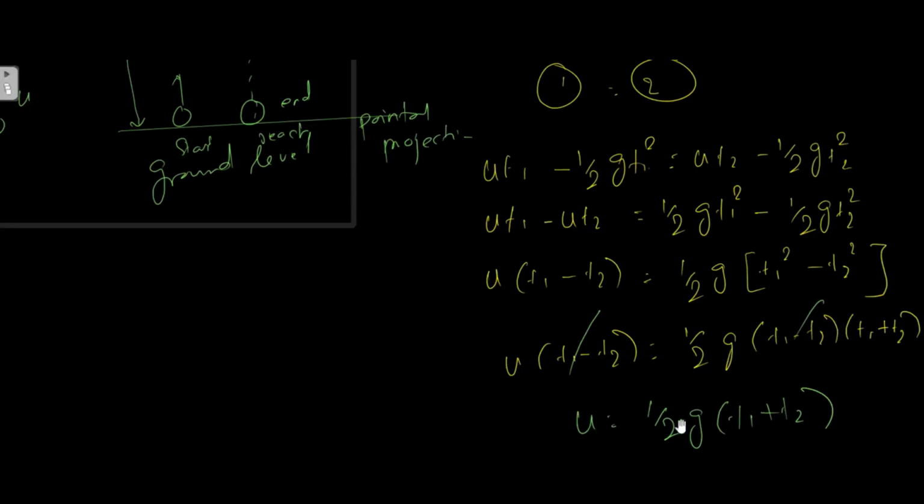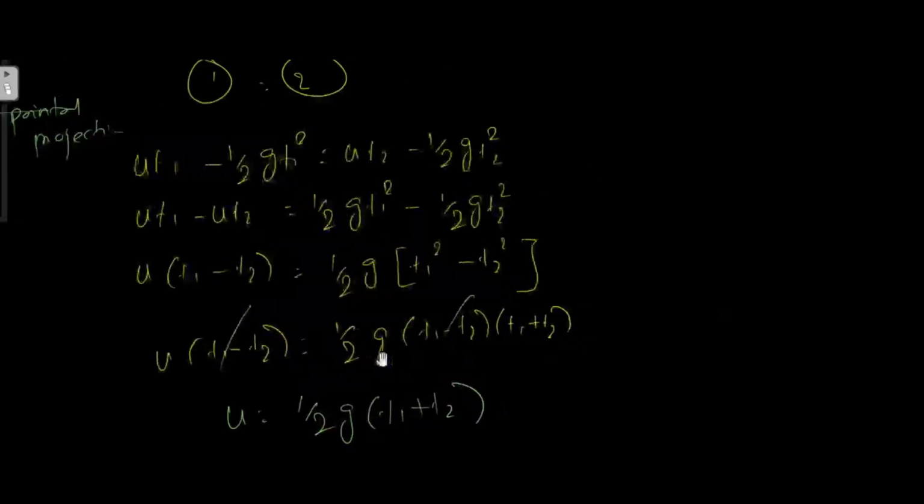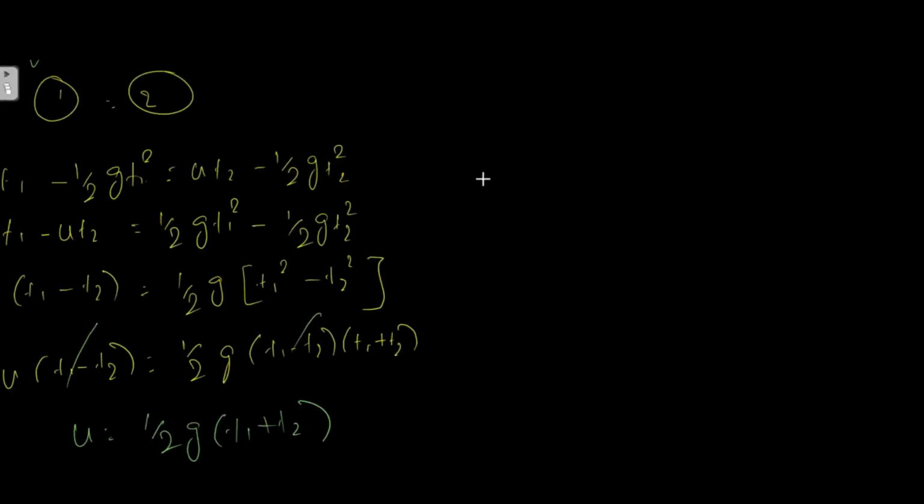Clear? And u is found here, and we need to find the height. For the height equation, we can choose either equation 1 or 2. h is equal to u t1 minus half g t1 square. According to that, here we found u, just paste it: half g (t1 plus t2) into t1. This is the u. Clear? This is the u. What is that actually?